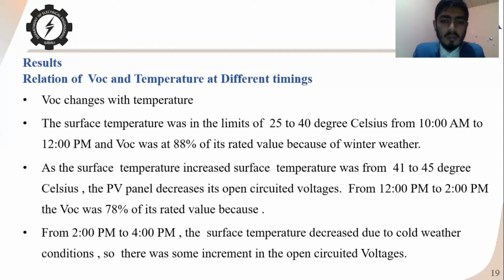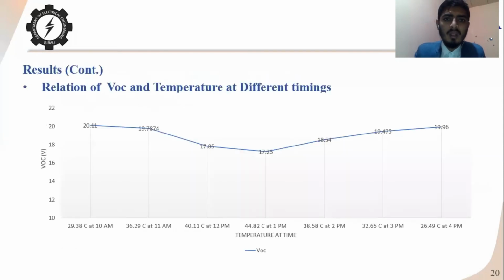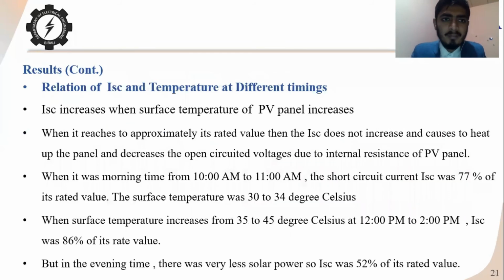From 2 p.m. to 4 p.m., the surface temperature decreased due to cold weather conditions, so there was some increment in open circuit voltage. From this graph, you can easily view that whenever the temperature is low, the open circuit voltage is high. Whenever the temperature is high, the open circuit voltage is low. And whenever the temperature decreases, the open circuit voltage increases.